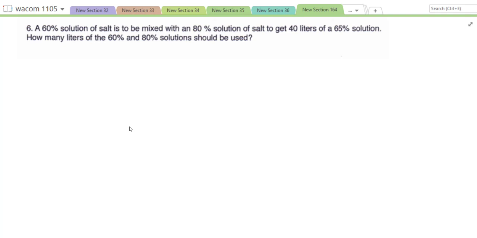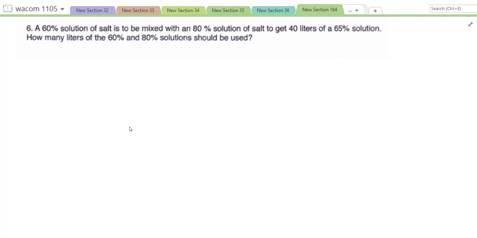So we're going to look at this application problem from Systems of Equations. This one is a mixture word problem. And so we are mixing a 60% solution of salt with an 80% solution of salt, and we want to get 40 liters of a 65% solution mixture. Right? This is a common kind of problem, and you will get these in chemistry a lot.